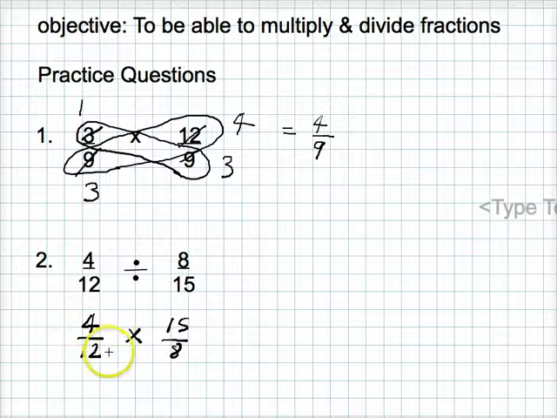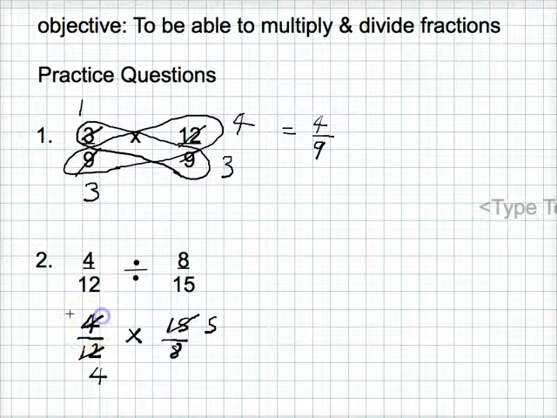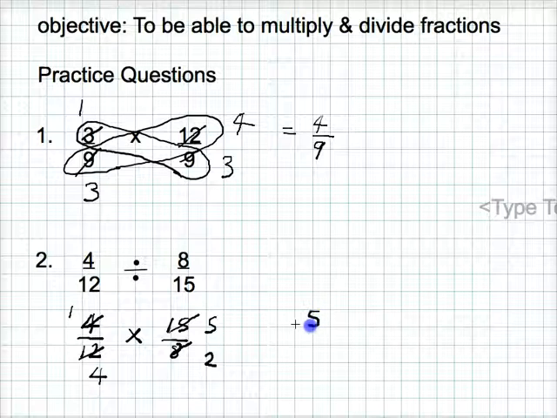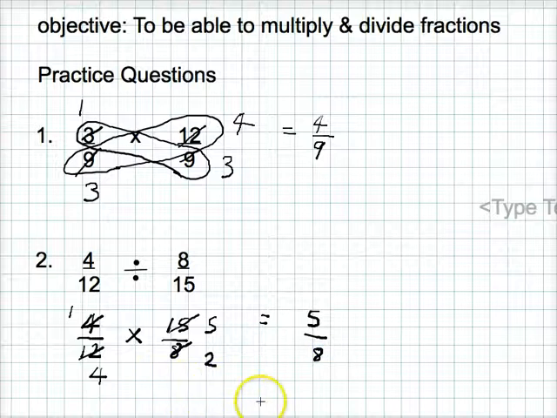So look for any cross-cancelling that could be done. 12 and 15. 3 goes into 12 4 times. 3 goes into 15 5 times. We can do it the other way as well. 4 into 4 goes once. 4 into 8 goes twice. 1 times 5 is 5. And 4 times 2 gives me 8. There's my final answer.